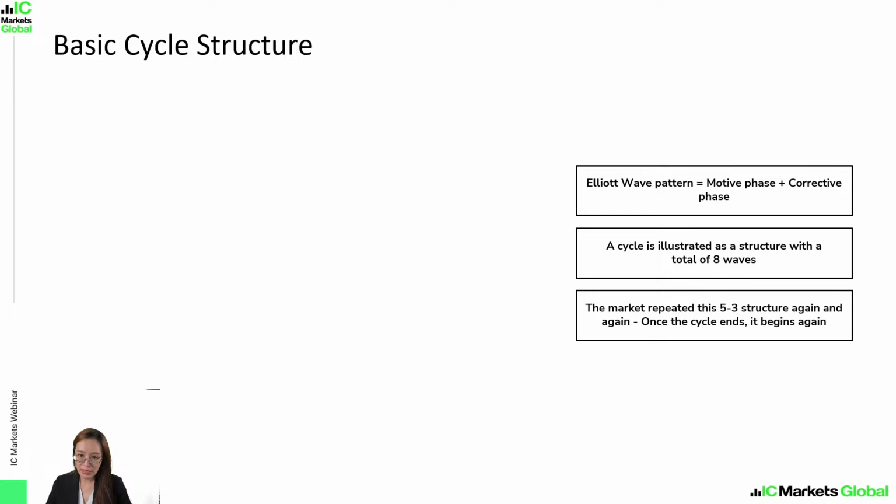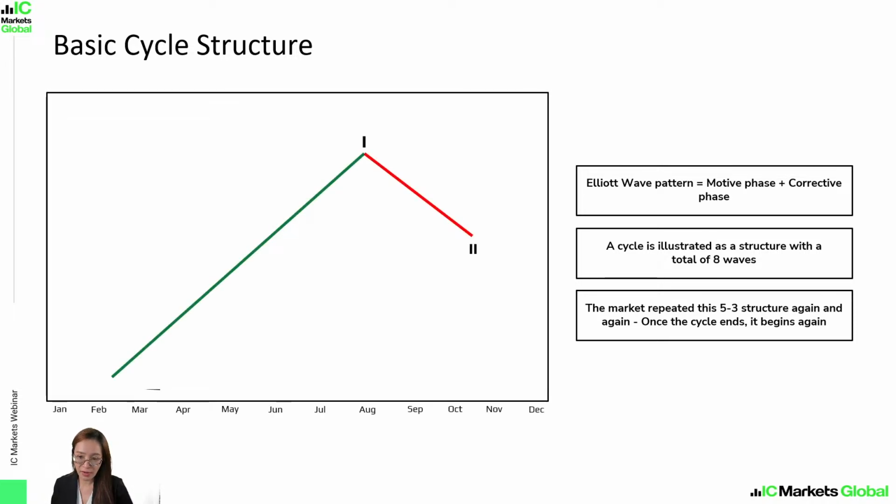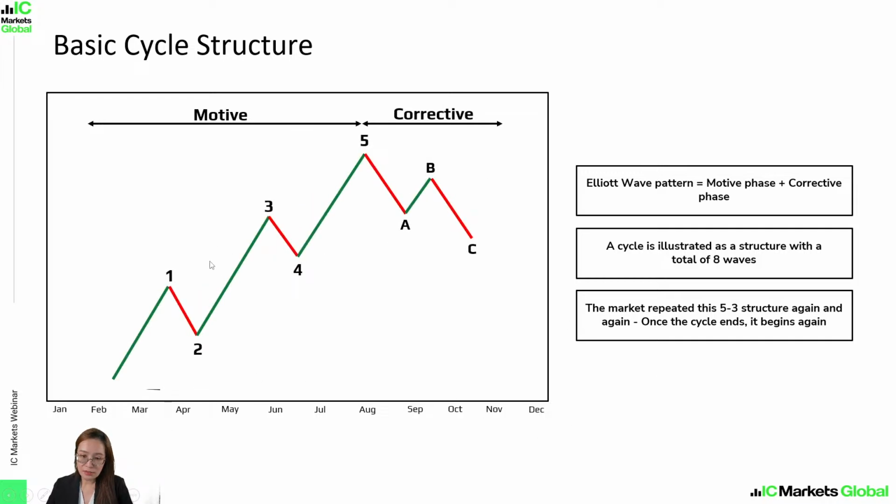So, a quick recap on the basic cycle of Elliott wave. We have impulse waves plus corrective waves. The corrective wave is just a pullback. The cycle has a total of 8 waves, the impulse and the corrective, which are waves 1, 2, 3, 4, 5, and ABC.